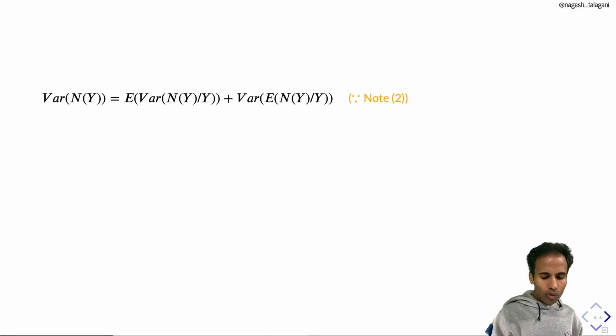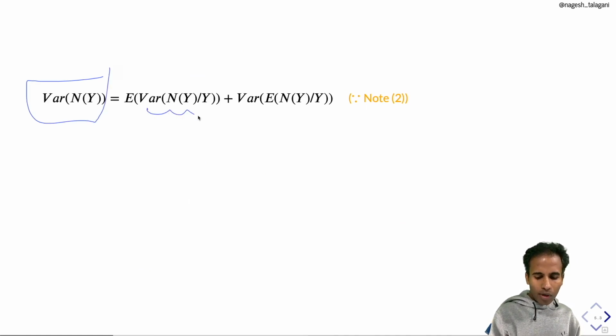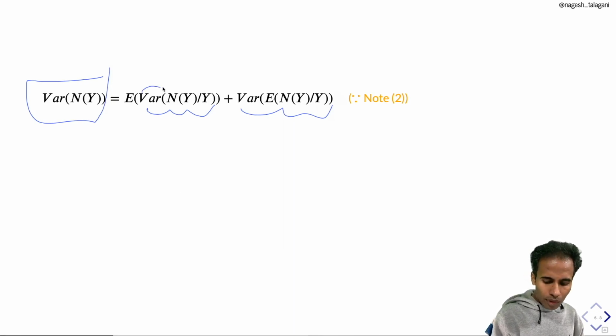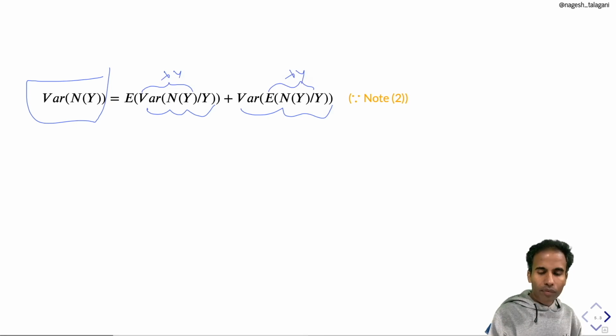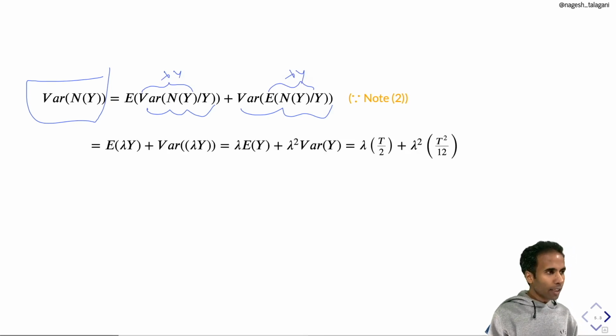Using note 2, for the variance of N(Y) we can write the expectation of the conditional variance of N(Y) given Y plus the variance of the conditional expectation of N(Y) given Y. We know that this is equal to lambda Y, and this is also equal to lambda Y, right? So it's going to be the expectation of lambda Y plus the variance of lambda Y. This one we can write as lambda times the expectation of Y. This one we can write as lambda square times the variance of Y.